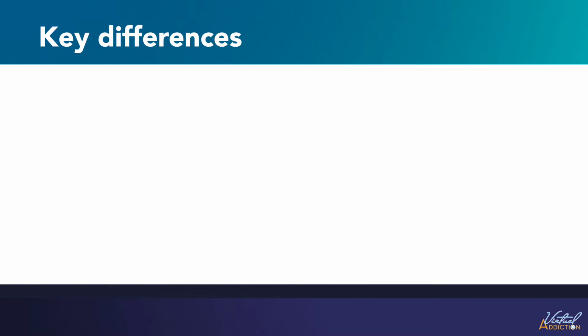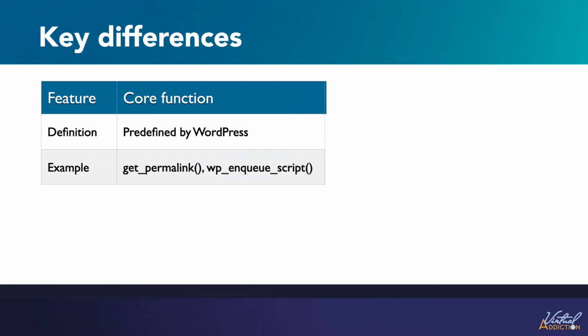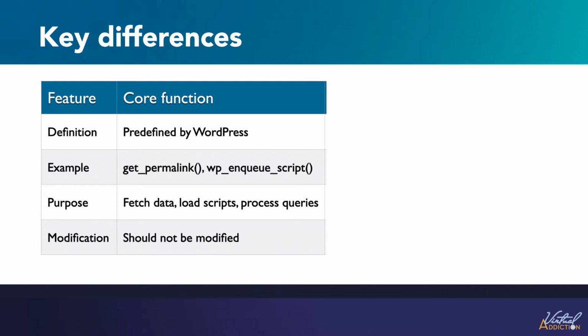The key differences between core and custom functions are core functions are those that are predefined by WordPress. Examples of core functions are getPermalink or wp_enqueue_script. The purpose of these functions is usually to fetch data, load scripts, or process queries. You should not modify core functions.